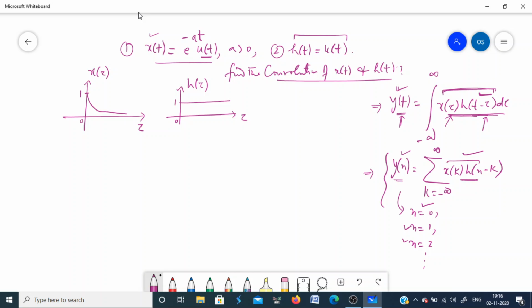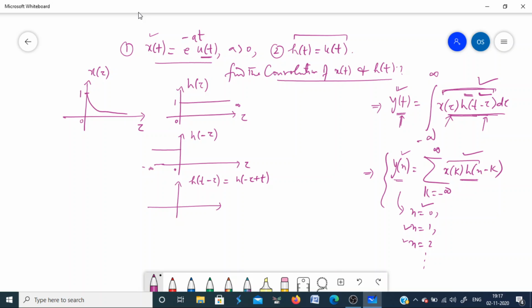Now you have to first generate h(t minus tau). It means first you have to fold this function. If I fold it, I will get h(minus tau). If you fold it, it will become like this. It will go from minus infinity to 0, whereas initially it was extending from 0 to infinity. And then from h(minus tau), I have to generate h(t minus tau), which is basically h(minus tau plus t).